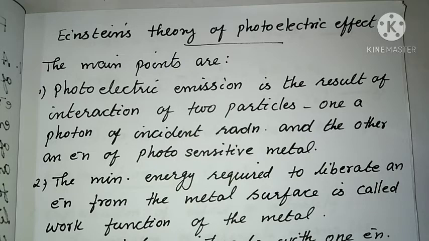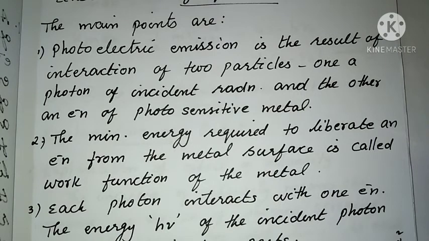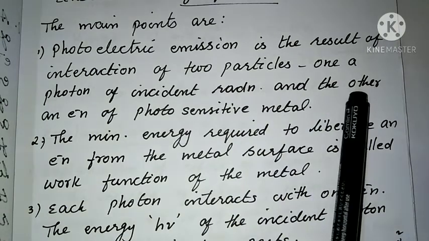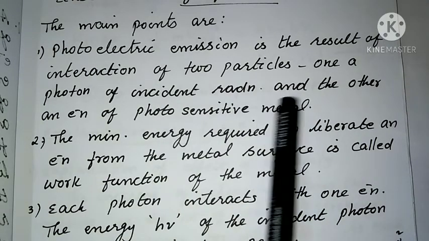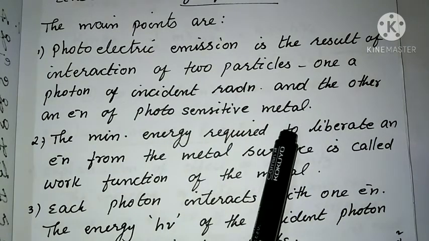Einstein's theory of photoelectric effect. After the wave theory, in 1905, Einstein explained the photoelectric effect on the basis of Planck's quantum theory, according to which light radiation travels in the form of discrete photons. The energy of each photon is h nu. There are some main points related to Einstein's theory. Number one, photoelectric emission is the result of interaction of two particles, one a photon of incident radiation and the other an electron of photosensitive metal.